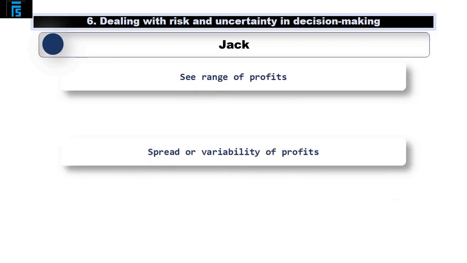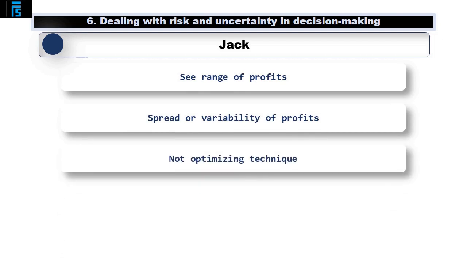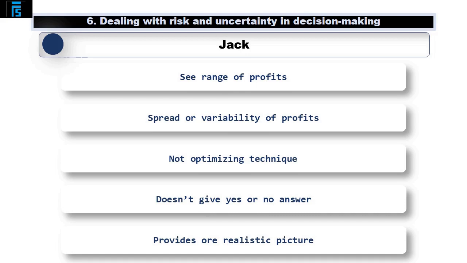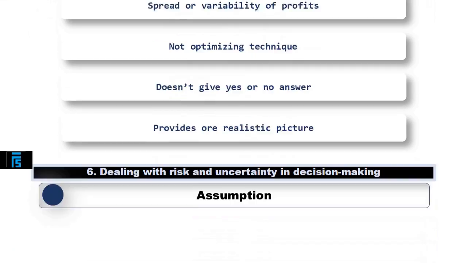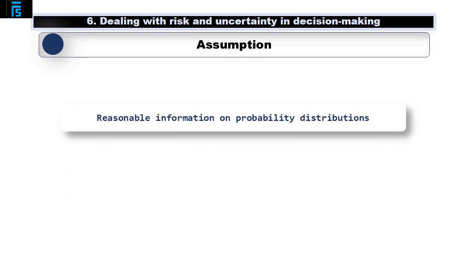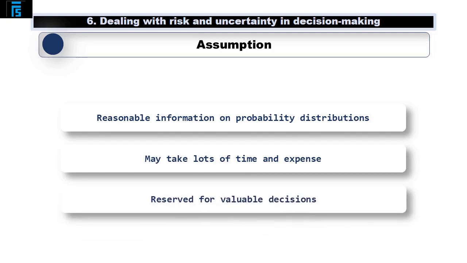Jack can then see the range of profits he may achieve and the spread or how variable those profits may be. Although once again this is not an optimizing technique and it doesn't give him a yes/no answer, it nevertheless gives him a more realistic picture of what the future might hold. All this assumes, of course, he can get reasonable information on the underlying probability distributions in the first place. This may take lots of time and expense, and so in the real world is often reserved for decisions where very large sums of money are involved.